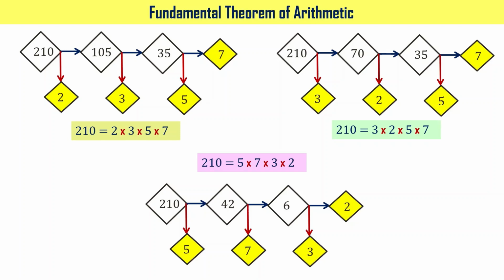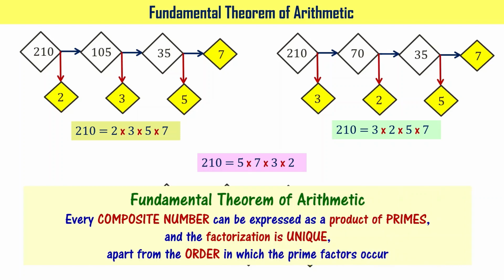If you observe this, the prime factors involved are 2, 3, 5 and 7 only, but the order is changing, right? In other words, irrespective of the order, the prime factors are the same. This is the essence of the fundamental theorem of arithmetic. It is stated as follows. Every composite number can be expressed as a product of primes, and the factorization is unique apart from the order in which the prime factors occur.